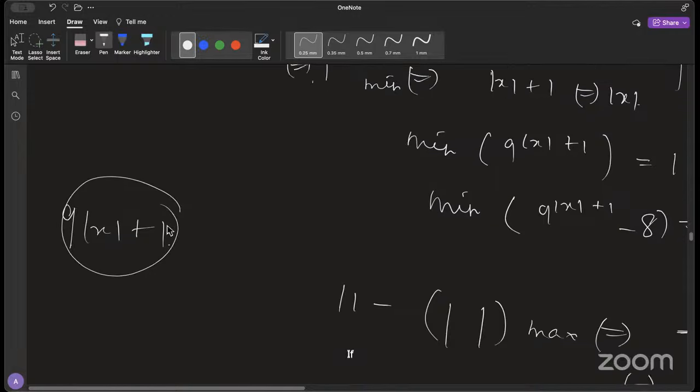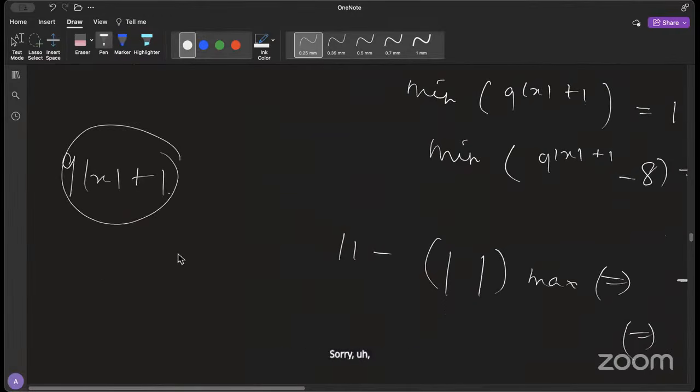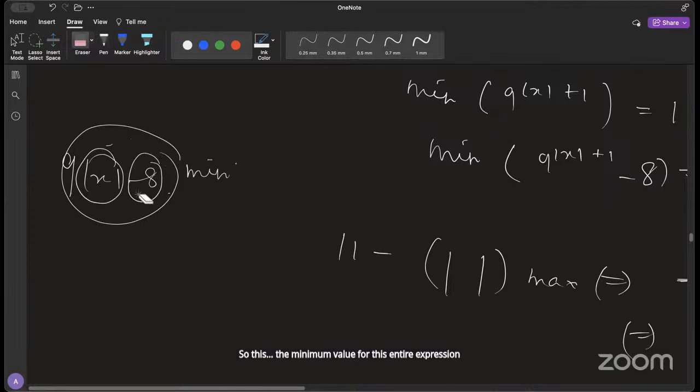You still have to find the minimum value. So it's 9 into mod x minus 8. That's the actual sum. So if you have to find the minimum of this, the minimum value is going to be minus 8, because the minimum value for the mod part is 0. So the minimum value for this entire expression will be minus 8, right?